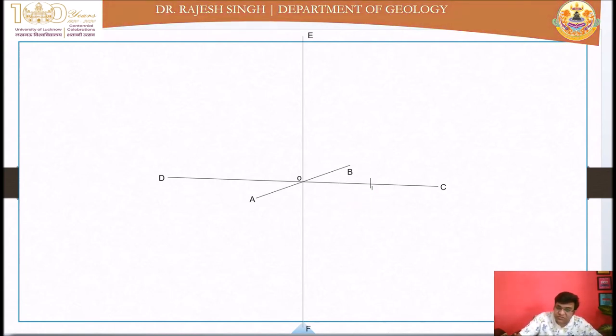Now determine the midpoints of the other half axes: OA, OB, OD, OE, OF. You can see the midpoint of OA is G, midpoint of OB is H, midpoint of OC is I, midpoint of OD is J, midpoint of OE is K, and midpoint of OF is L.